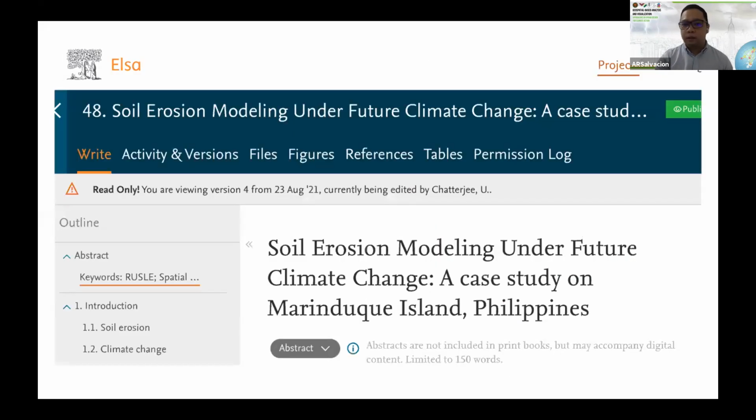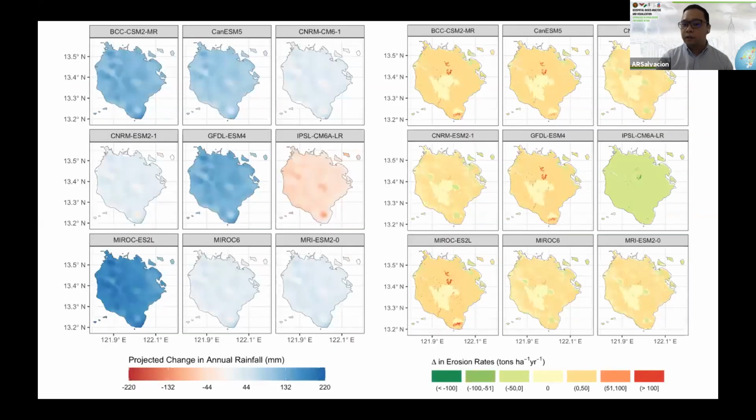This one, I think this is the last one. This hopefully will publish next year. So soil erosion modeling under future climate change. So what's going to happen for climate change? Based on this one, as you can see, they're expected to have an increase in soil erosion rates in the province, which I recommended to do some soil conservation and agroforestry systems just to mitigate, because if you don't do anything, wala pa rin mangyayari sa atin.